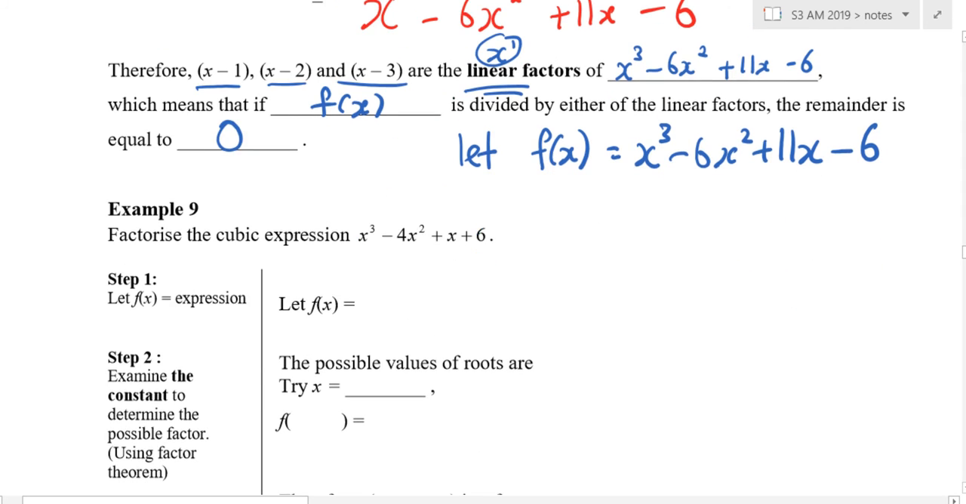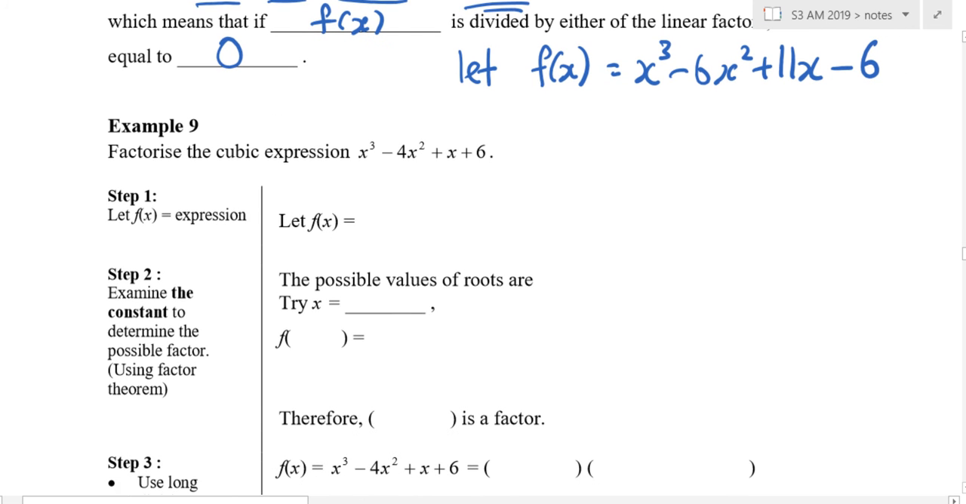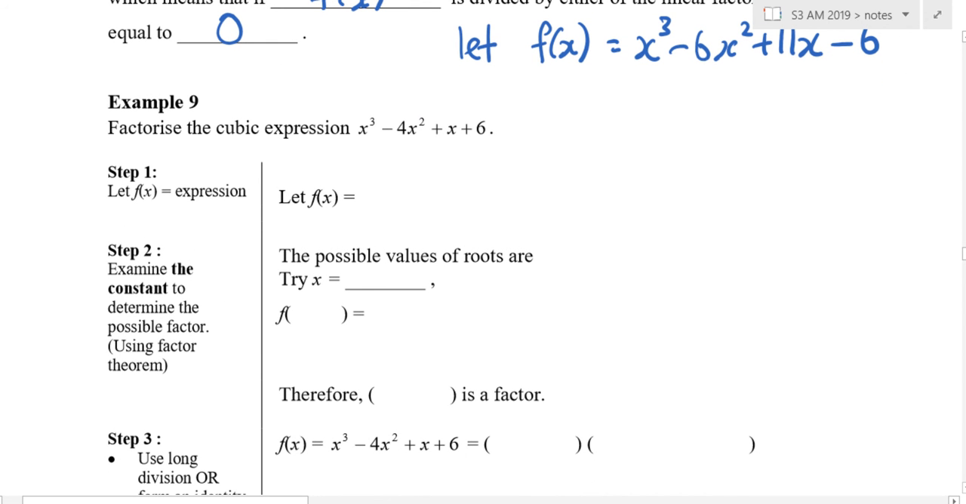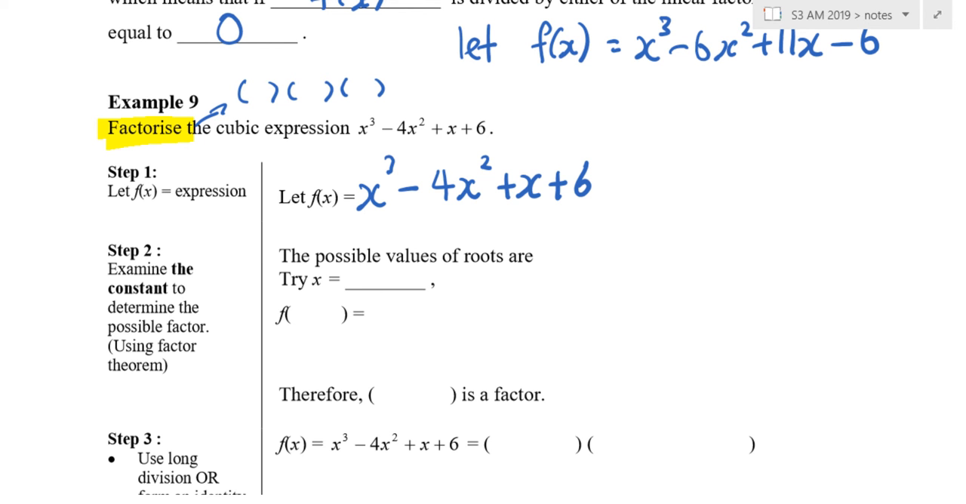Okay, so let's start with one example. Given this, I will write f(x) equals x cubed minus 4x squared plus x plus 6. The question here is factorize. Can you write down? Factorize means later on the answer will look something like that. Why 3 brackets? Because in this case it's x cubed. If it's x squared, then 2 brackets. If it's x, then just 1 bracket.